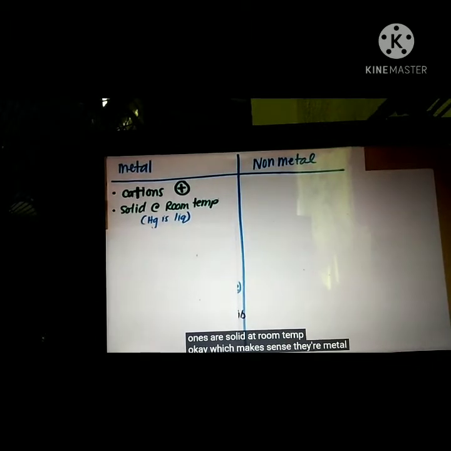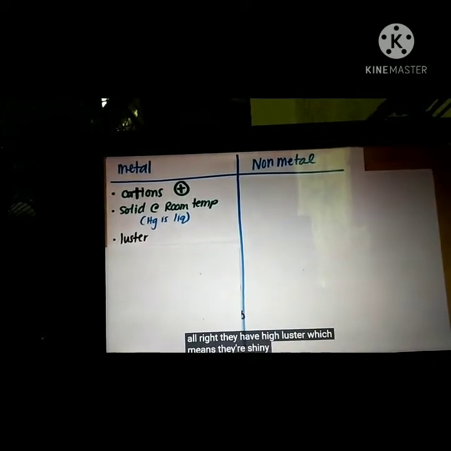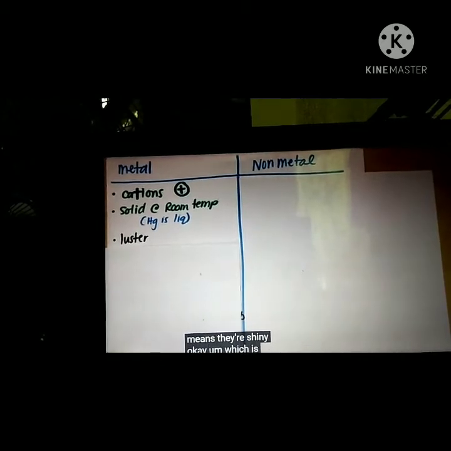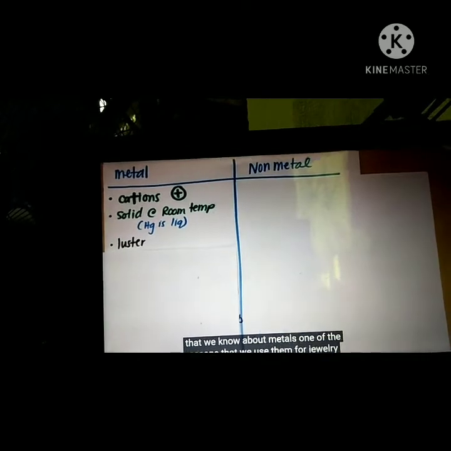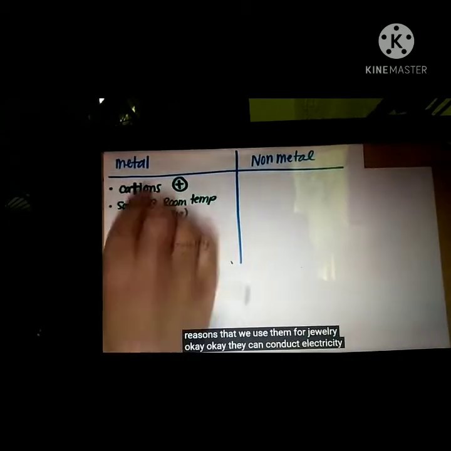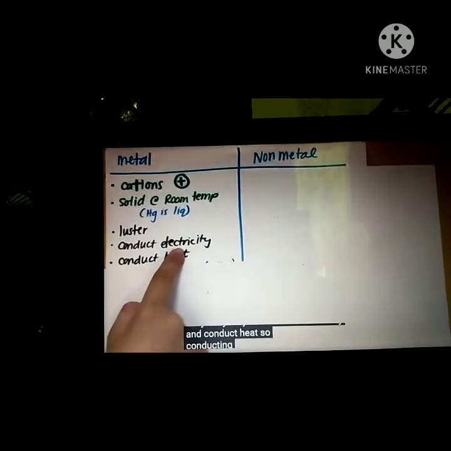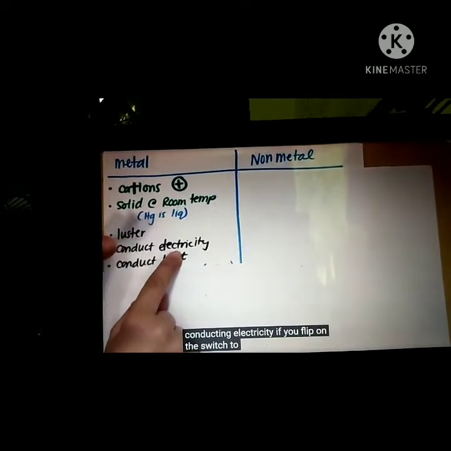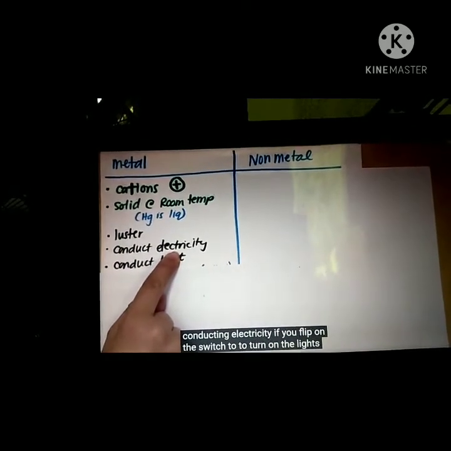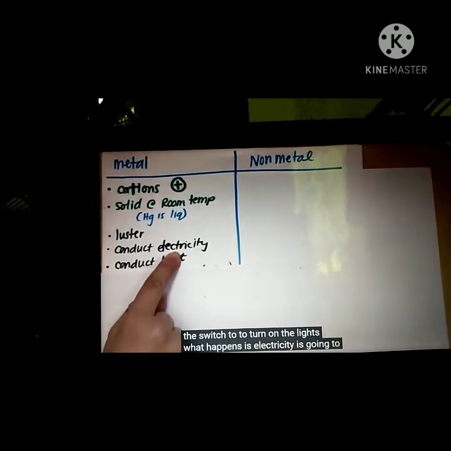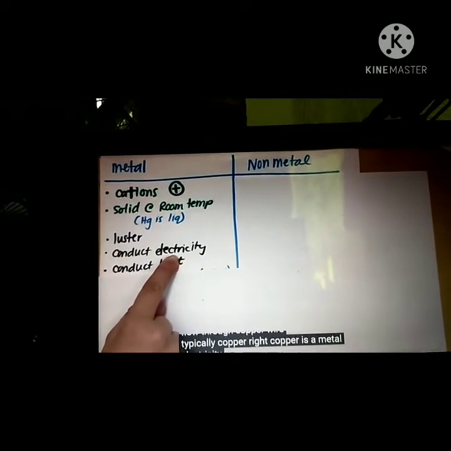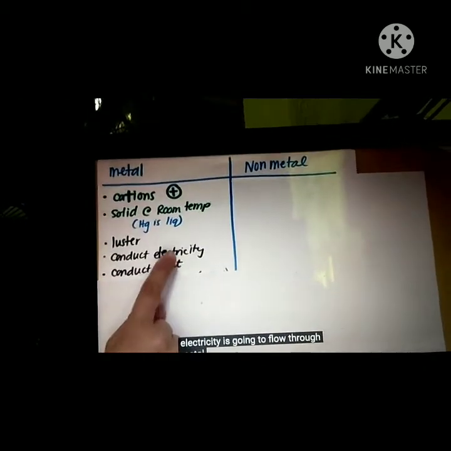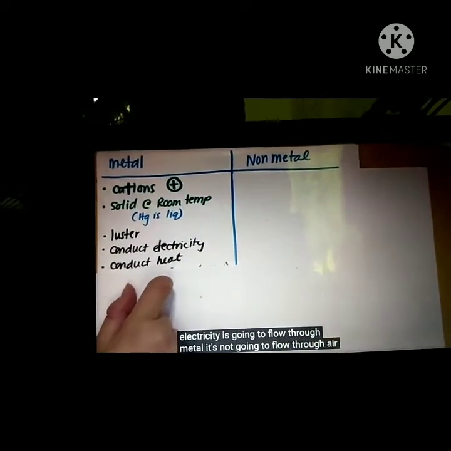Makes sense, they're metal. All right, they have high luster, which means they're shiny, okay? Which is, of course, something that we know about metals, one of the reasons that we use them for jewelry. Okay, they can conduct electricity and conduct heat. So conducting electricity, you flip on the switch to turn on the lights, and electricity is going to flow through copper wire, typically copper, right? Copper is a metal. Electricity is going to flow through metal. It's not going to flow through air.